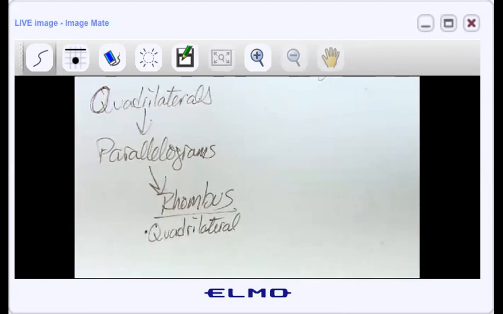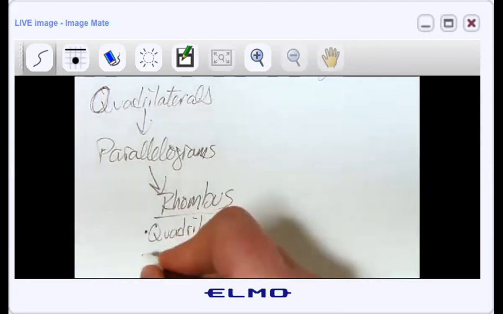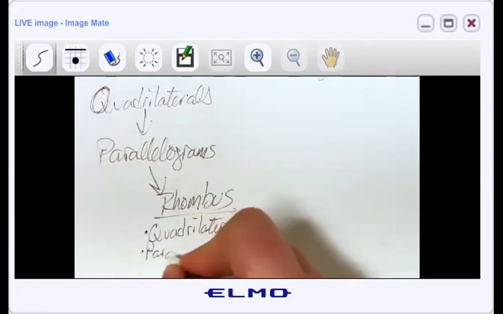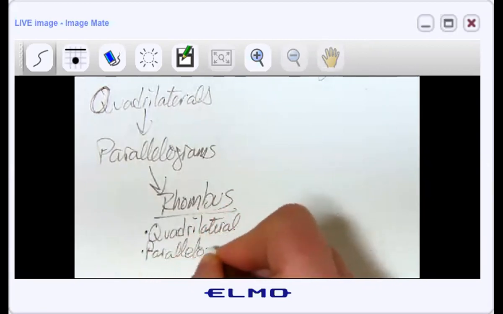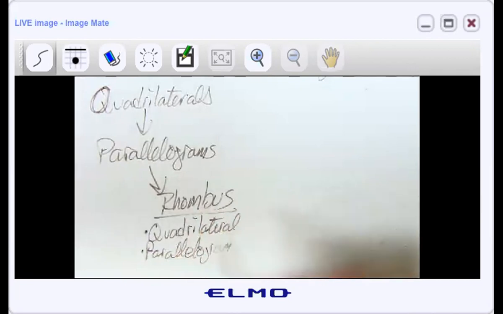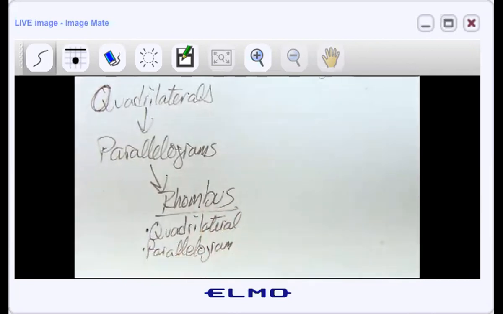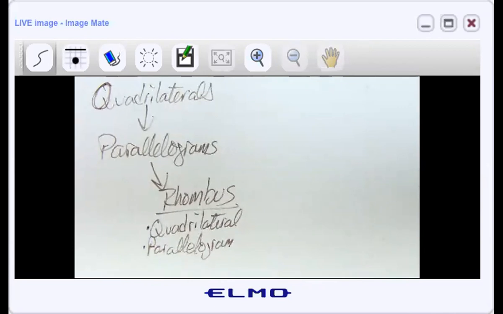So that means its angles are going to add to 360. It's going to have four sides. It is also a type of parallelogram. So all of those fun facts that were true about parallelograms are also true about a rhombus. So consecutive angles being supplementary, opposite angles being equal, opposite sides being equal. What else? Oh, diagonals bisecting each other. All of those things that were true about a parallelogram are automatically true about a rhombus.